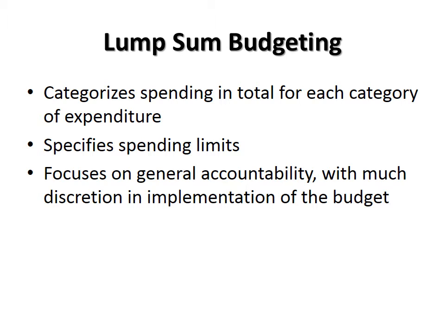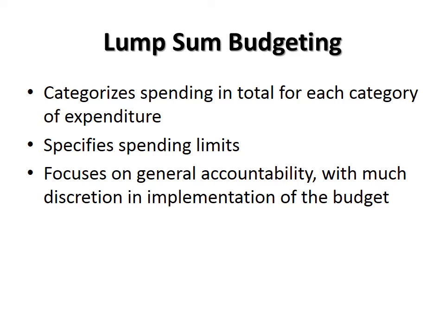Lump sum budgeting is the simplest approach to budgeting. This approach categorizes spending in total for each category of expenditure. It specifies very broad spending limits and focuses on general accountability with much more discretion in the implementation of the budget. Some of the advantages of lump sum budgeting include it being a simple process, that it's very easily understood, and that it allows for flexibility and discretion.